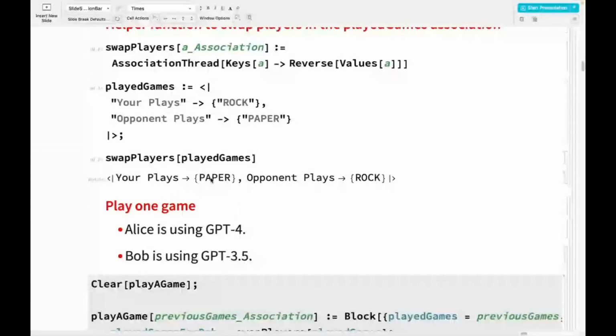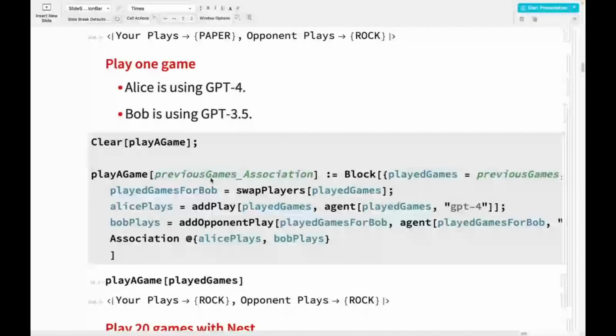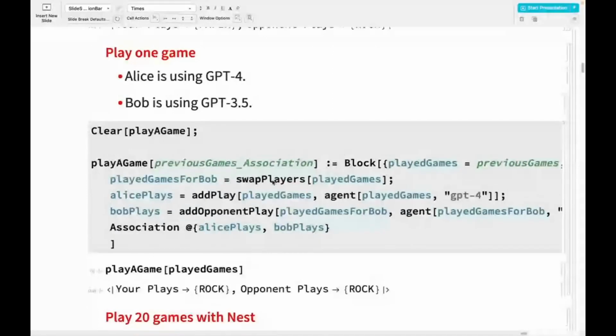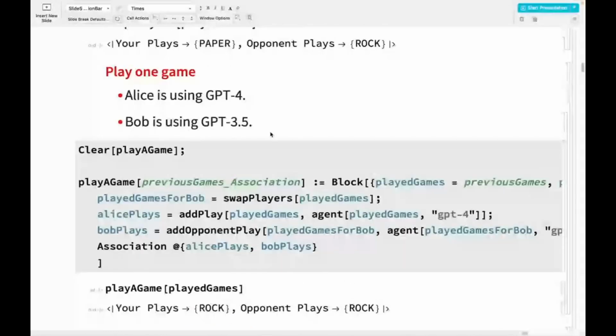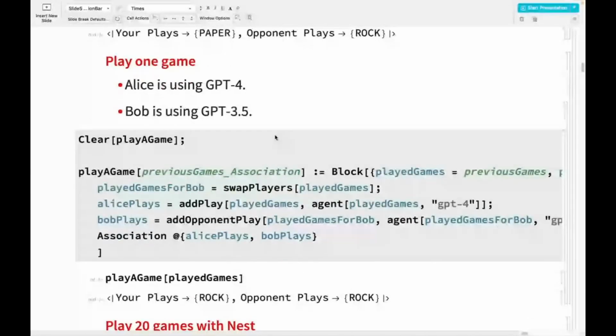Then defining the player a game. Here, since I'm using the same prompt, I need to swap the players in the association, so they are seeing the exact same prompt but with different plays. And at the end, we have something like this, one round playing it. They are actually not seeing each other's move before the other, so they only see the previous move that they did.